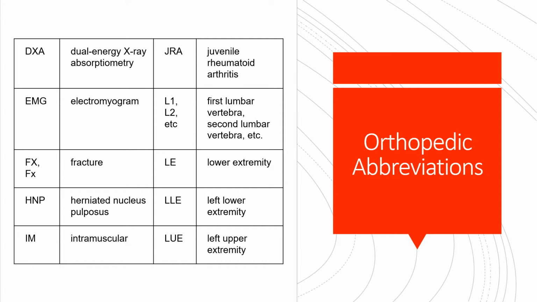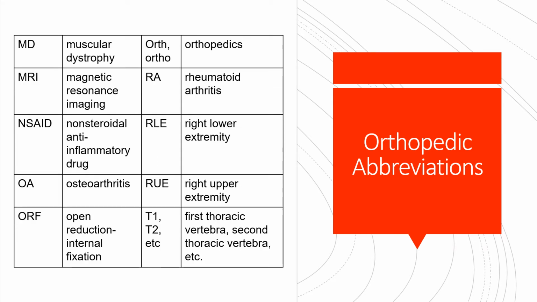L1, L2, these refer to the lumbar vertebrae. So these are the vertebrae in the lumbar region of your spine. LE refers to the lower extremity, and then if you write LLE, this is the left lower extremity. LUE, the left upper extremity. MD stands for muscular dystrophy, MRI, magnetic resonance imaging. NSAID, non-steroidal anti-inflammatory drug.